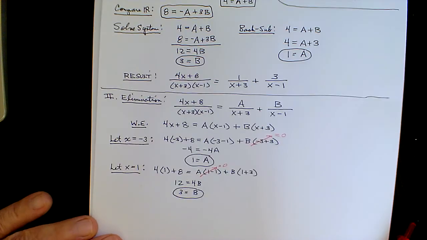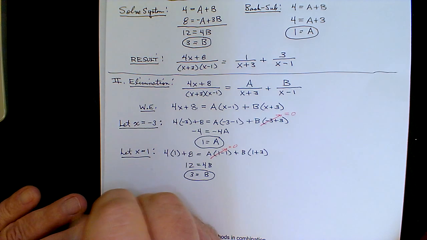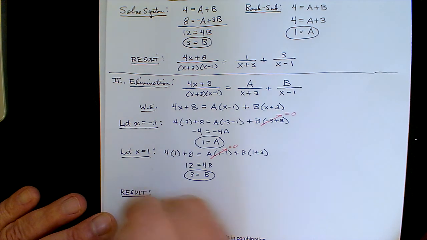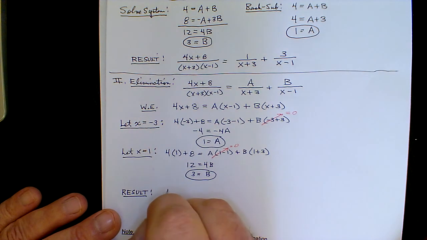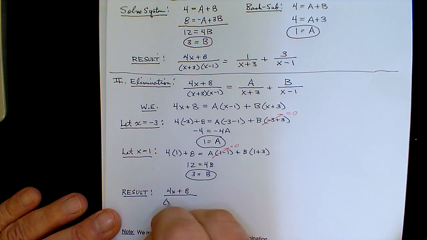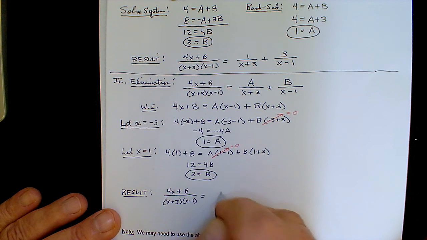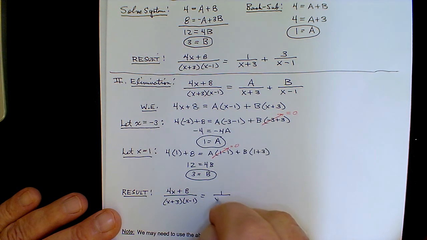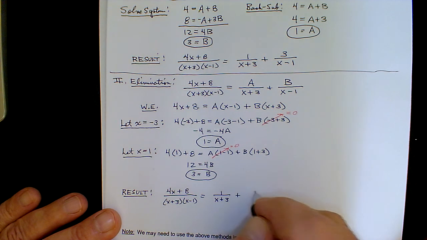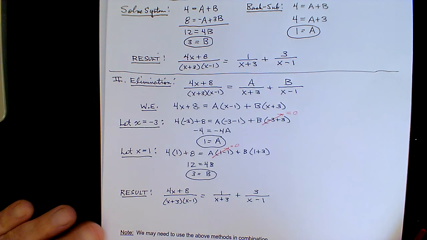Okay, so let's just reiterate the result here. And that would be the same as before. So that 4x plus 8 over x plus 3, x minus 1 is the a, 1 over, so going back to the decomposition, x plus 3 plus the b, which is 3, over x minus 1.